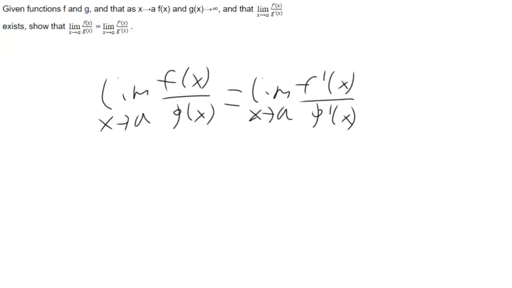But what happens if instead of the top and bottom going to 0, they go to infinity instead? So this time we have the limit as x goes to a of the quotient of two functions, f and g, but this time as x goes to a, f of x and g of x go to infinity. So let's take a look at this.